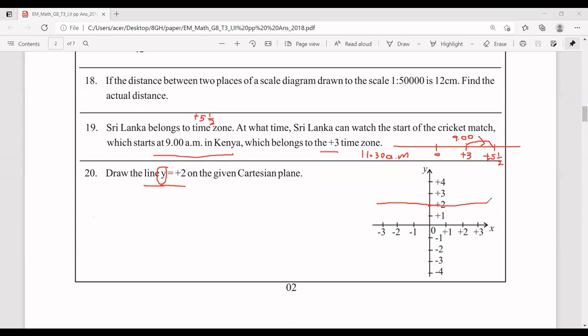Using a ruler, draw the line. So this line is called y equals 2. This is the answer. If you can draw this line, you will get 2 marks for that problem.